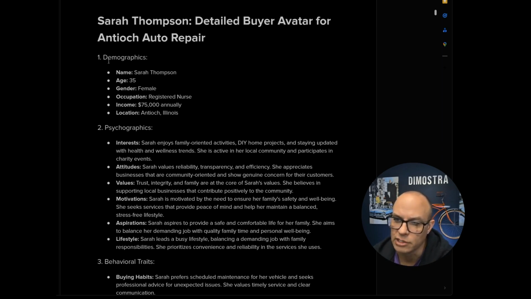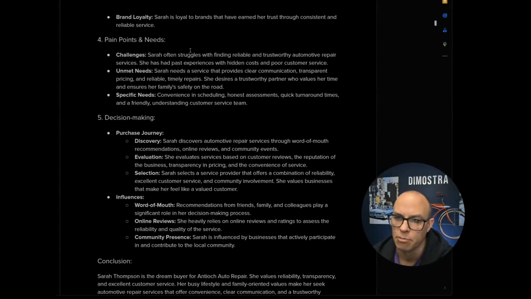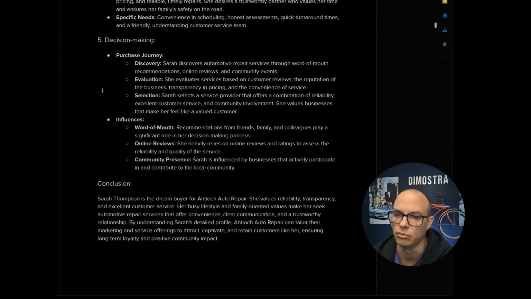So it details out demographics, psychographics, behavioral traits, pain points and needs, the decision-making process. This is huge when we're trying to work out what features to include on a website. Do we have a landing page? What kind of offer should we suggest? These are all things that impact our efforts.